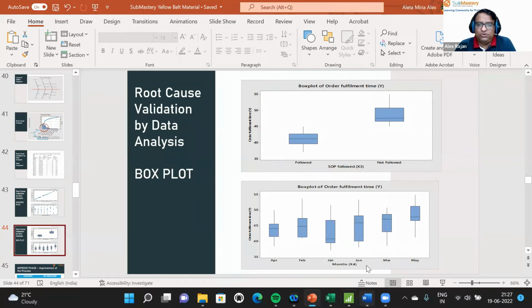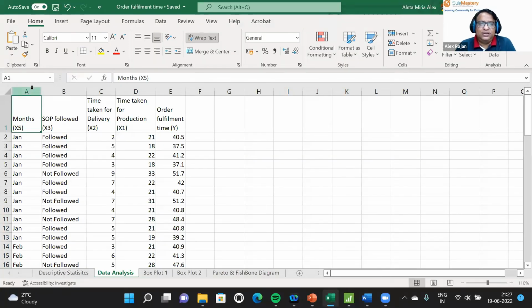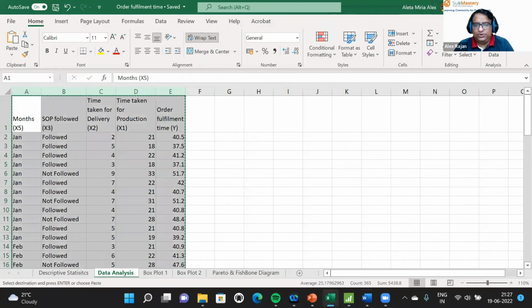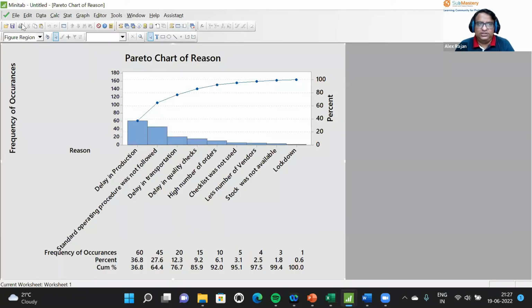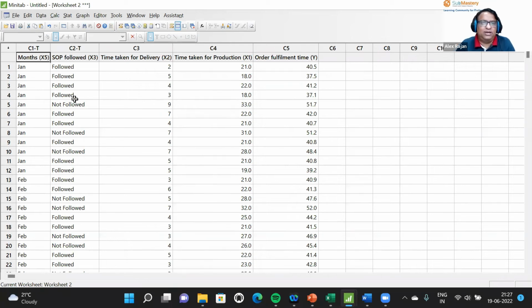Just to show you how those box plot comparisons are done. More details we'll be studying when we look into green belt. We'll be teaching more details on how to do it, so you'll have hands-on experience, and I'll be teaching it step by step.